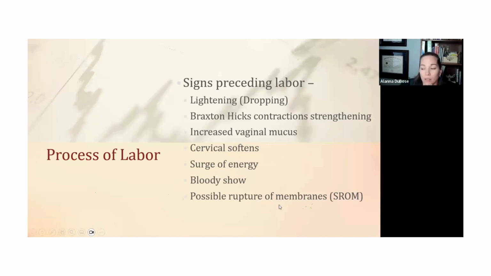And then possibly rupture of membranes. SROM is the term for that. That's spontaneous rupture of membranes. Anybody, tell me something you've seen on TV when somebody's water breaks. What happens? What does it look like, and how do people react? What happens after? Maybe a big splash. Okay, yeah, a big splash, a big gush.